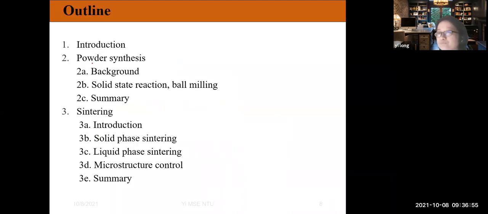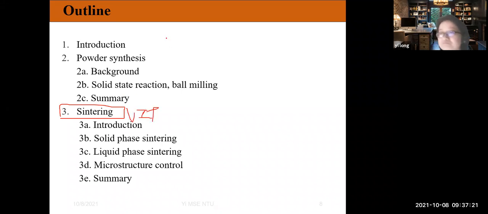We will have the powder synthesis, and the essence of this course, we're going to spend a lot of time to explain sintering, because compared with metal and polymer, ceramic needs very high temperature, which is sintering. So that's a very unique thing of ceramics. This is the VIP of this part.